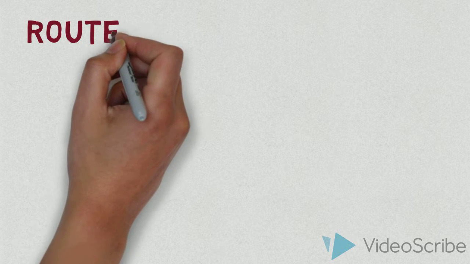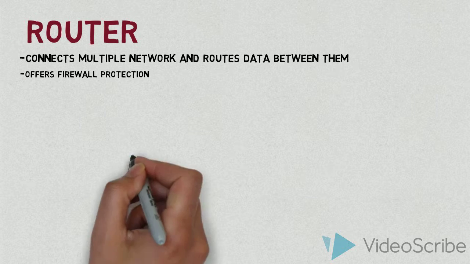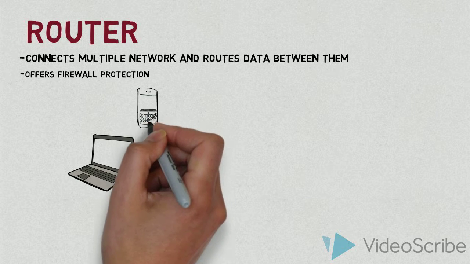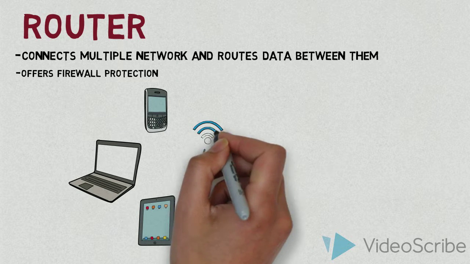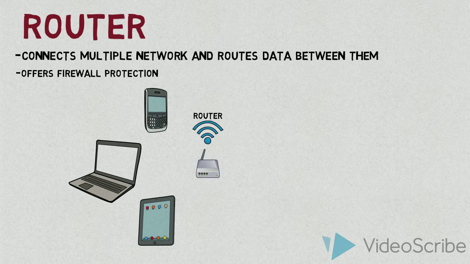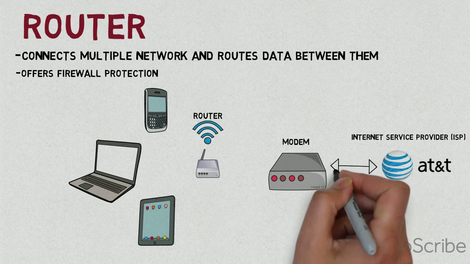Router. A router is a device that connects multiple networks and routes data between them. Simply put, a router acts as a bridge between the internet connection and your local network. In addition, a router offers firewall protection to your devices instead of them being exposed to the internet directly.